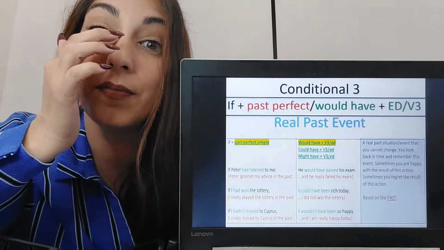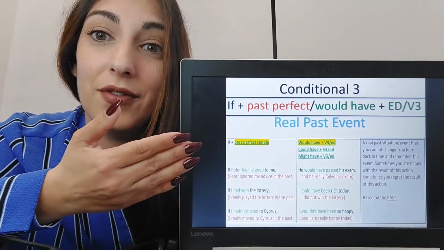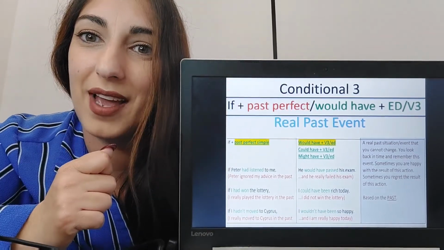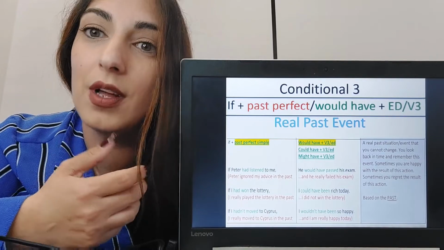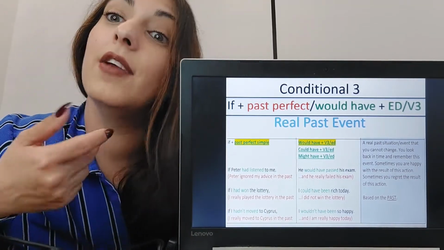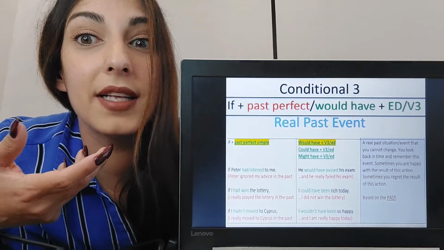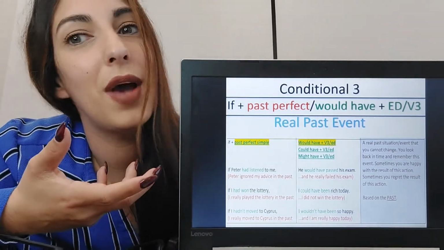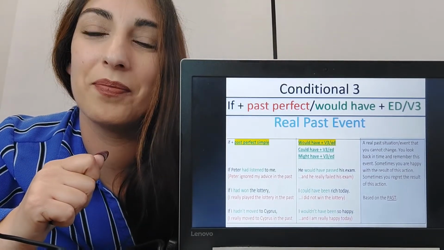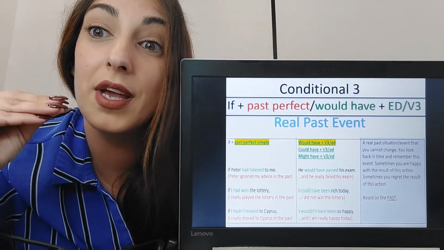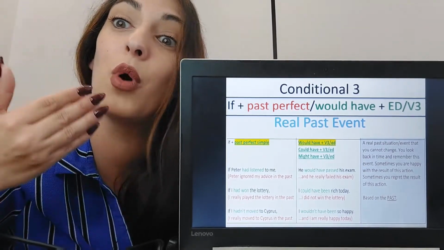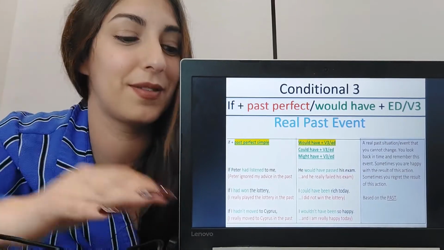But of course, we can also have the word could and might instead of would, okay, for conditional 3. So it's possible. So if you had listened to me, you might have passed. If you had listened to me, you could have passed. But most people would say, if you had listened to me, you would have passed your exam. Okay? So this is based on something real that happened in the past, and I'm giving you a hypothetical alternative to what could have happened in the past.